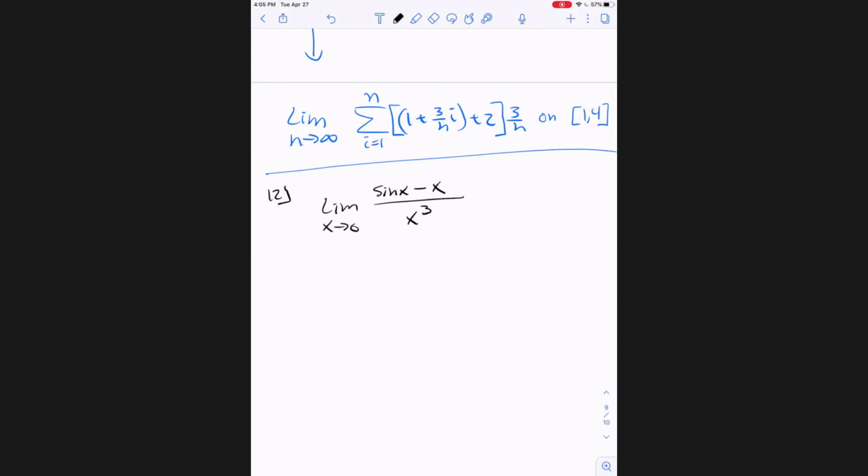So this one, if you try to plug in x equals 0, you'll get sine of 0, which is 0, minus 0 over 0. So 0 over 0, L'Hopital's rule. So limit as x goes to 0 of, take the derivative of the top. That's cosine of x minus 1 over 3x squared. Now, if you plug in 0, you're going to get 1 minus 1, which is 0, and then over 0. So we'll use L'Hopital's rule again.